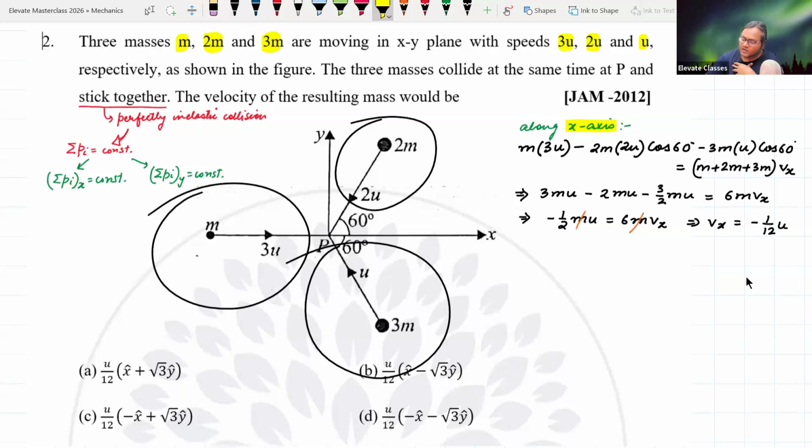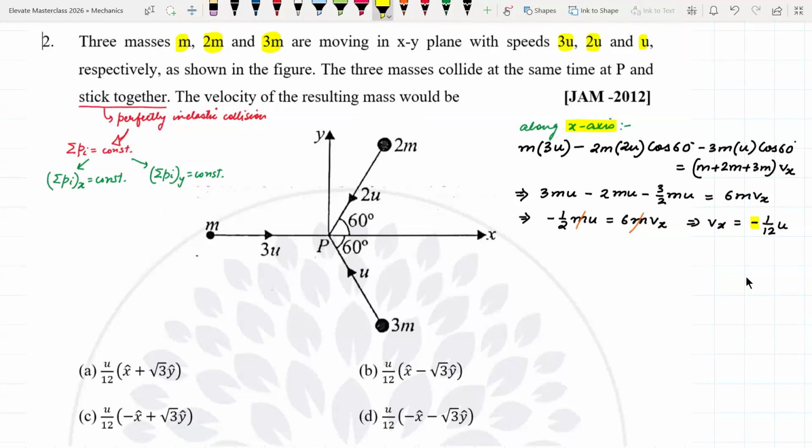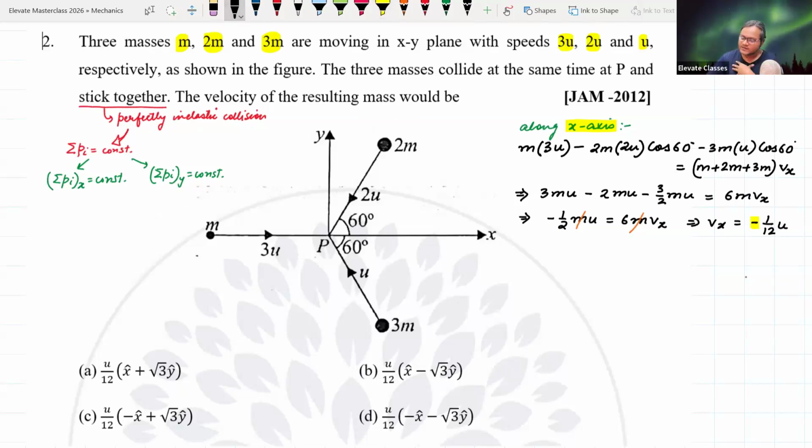Who can tell me what is the meaning of this minus in the vx sign? Along negative x direction. Very good. The total mass will move along this direction, the negative x-axis. Yes, correct. Fine. And similarly, if we look along the y-axis, I can do the same thing.